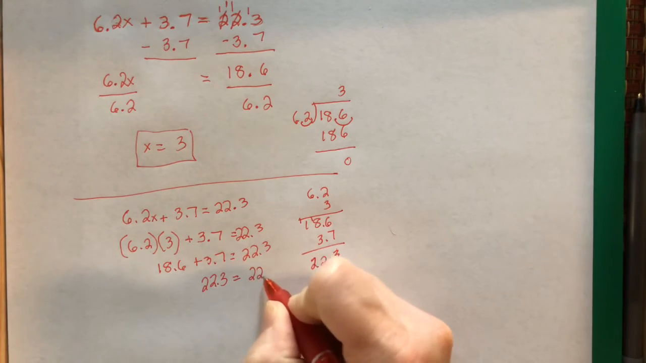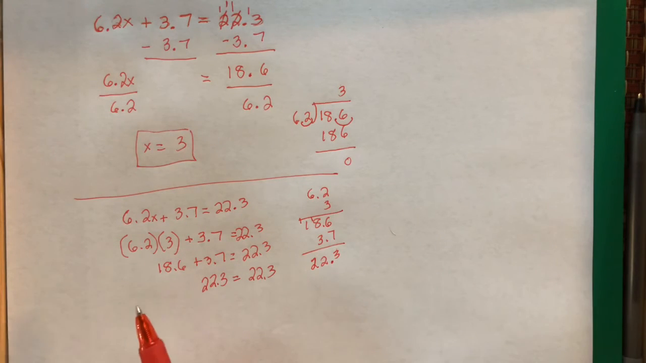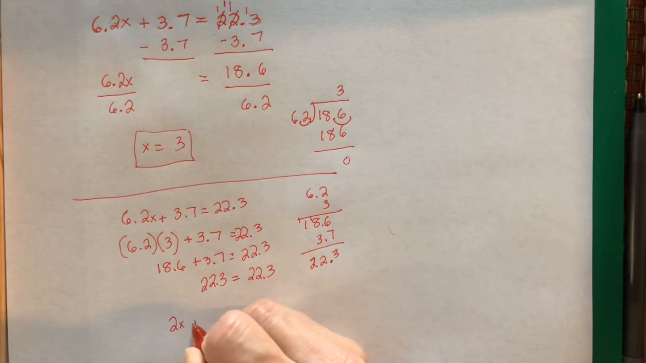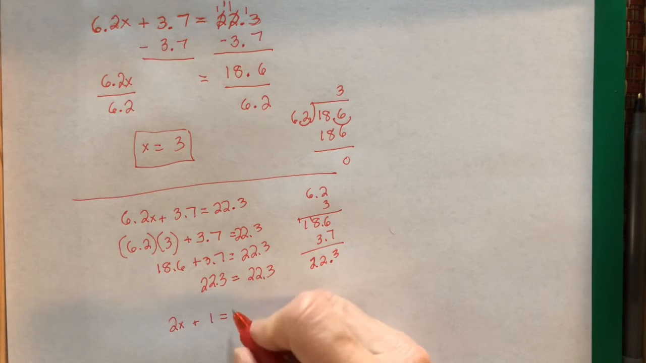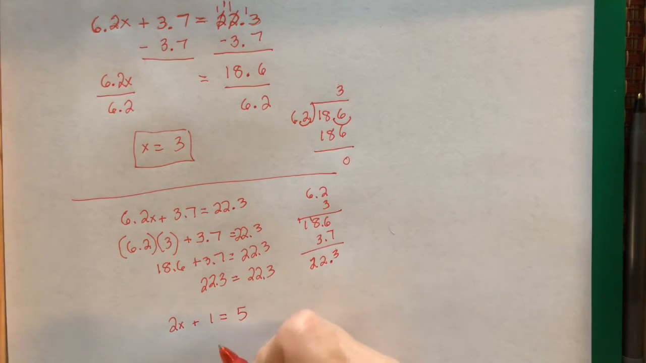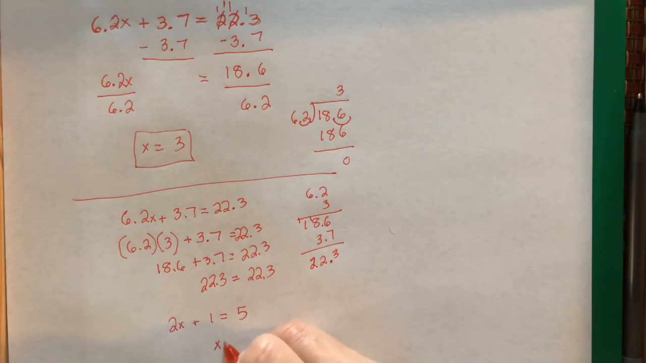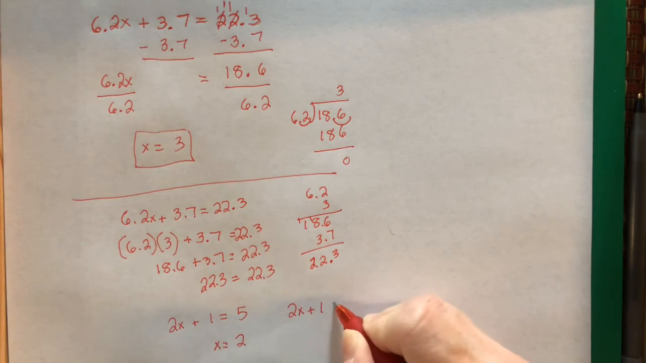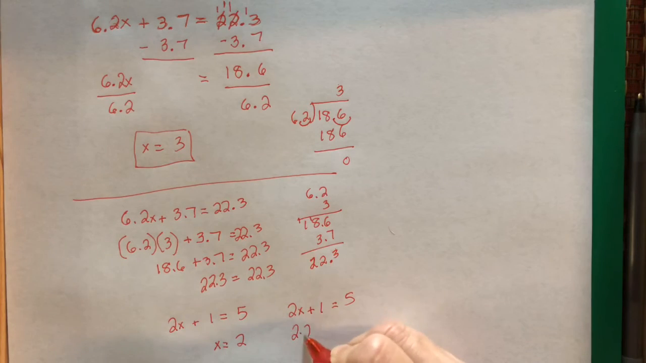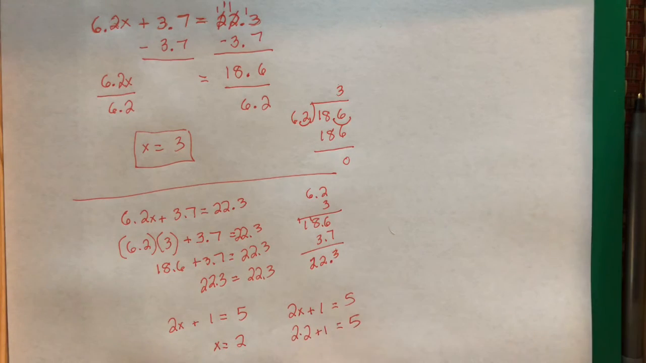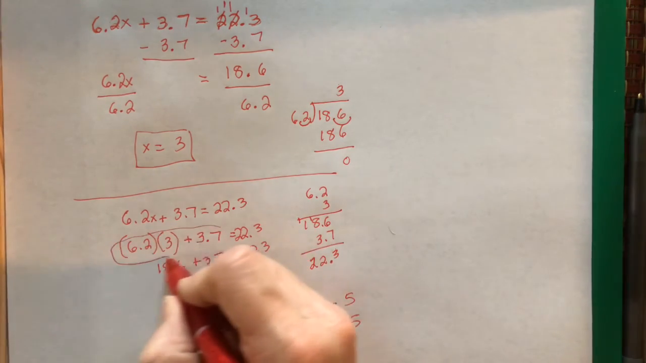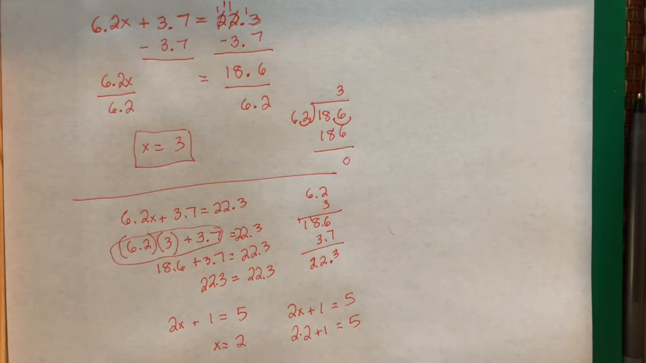equals 22.3. When you first started doing algebra, and they were really easy problems like 2x plus 1 equals 5, and you came up with the answer x equals 2, you wondered, why do I have to show that this is true? Why do I have to show 2 times 2 plus 1 equals 5? I know that is true. But when you get to something like this, it's not so obvious, so you really have to work it out to make sure that it's true.